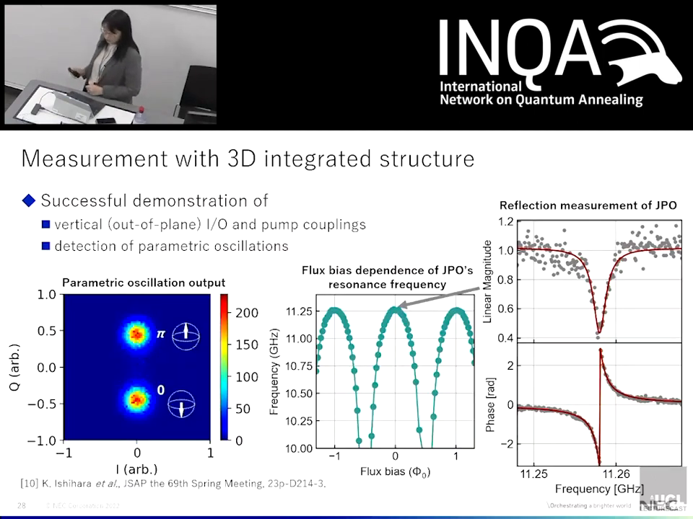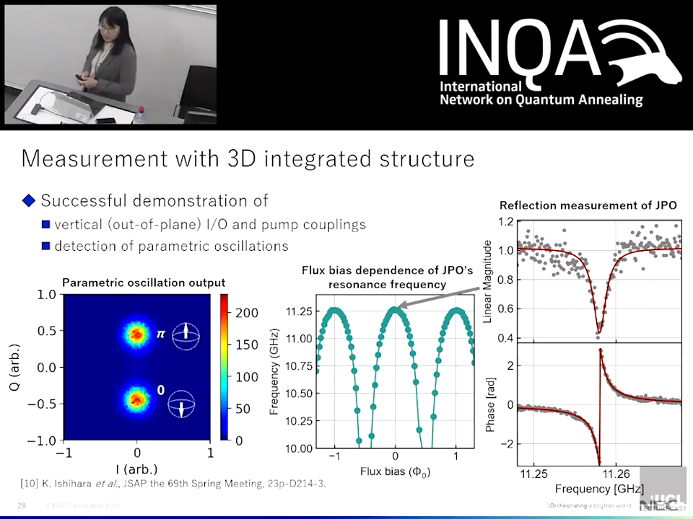This slide shows the data taken with our three-dimensional structure. We managed to demonstrate spectroscopic measurement and measurement of parametric oscillation output. This is an example of reflection measurement, and multiple measurements at different flux bias gave the flux bias dependence of the resonance frequency. As for parametric oscillation measurement, in-phase and quadrature amplitudes were measured as shown here.